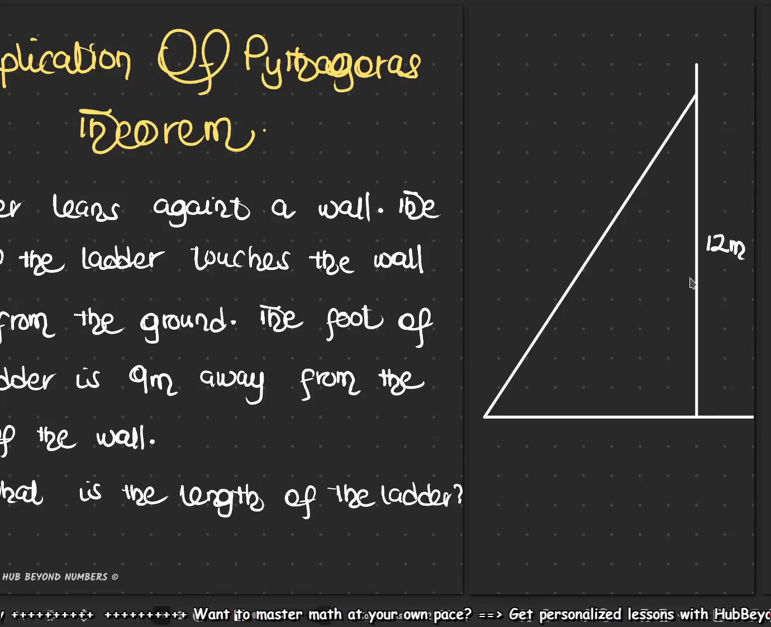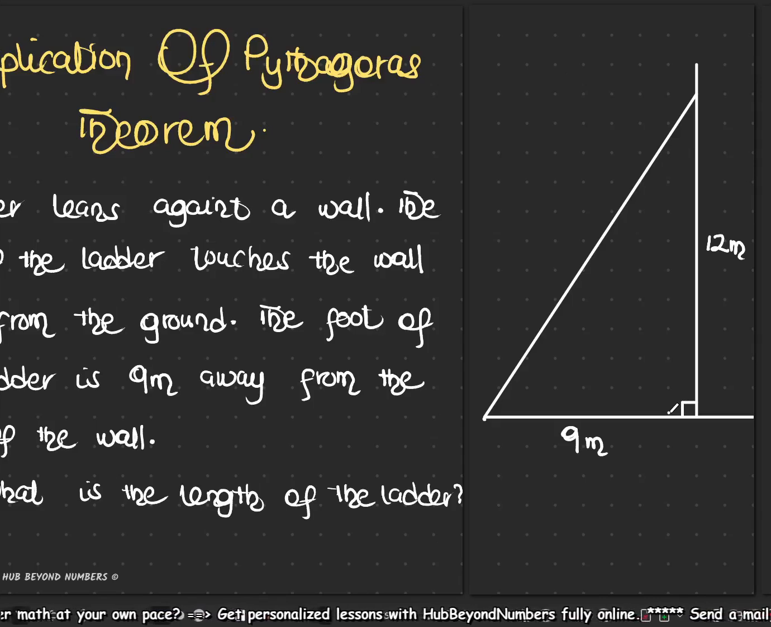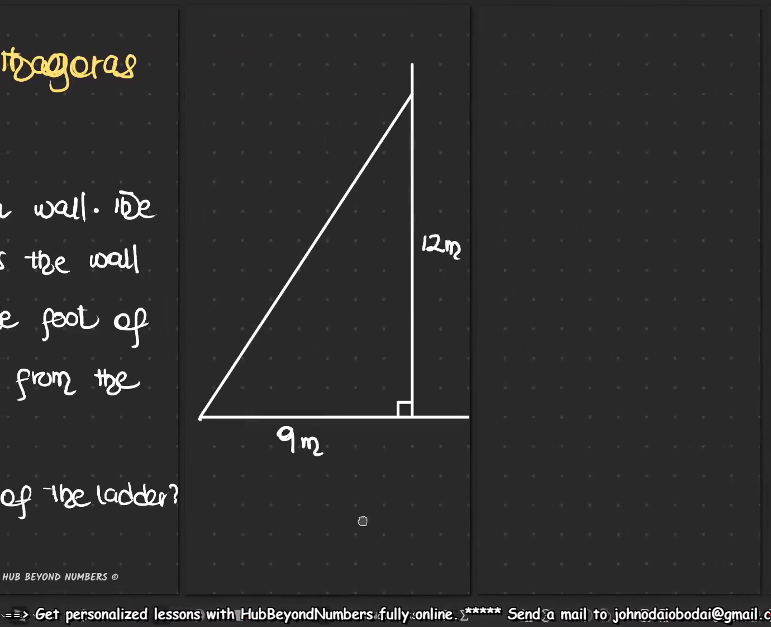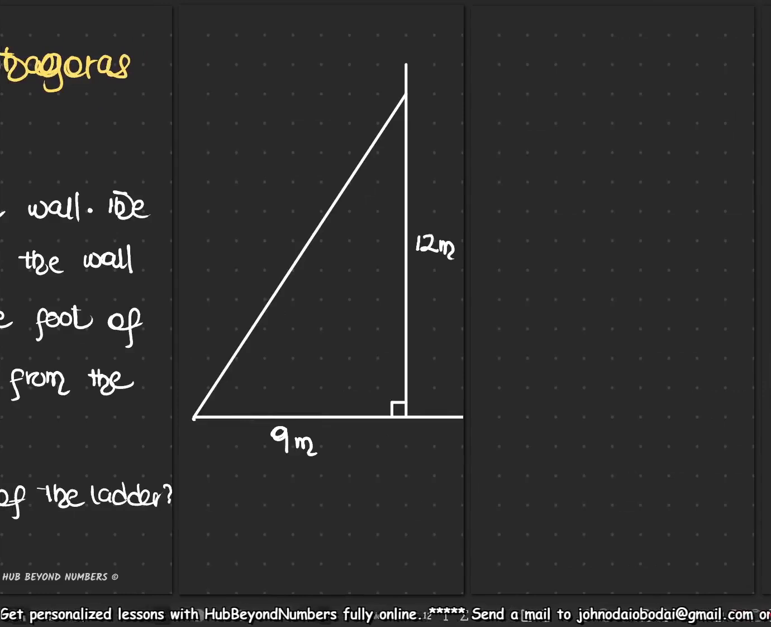With this now, the second part is the foot of the ladder. If this is the foot of the ladder, it is 9 meters away from the foot of the wall. So you put our 9 meters over here. Very simple. And with this, you can apply your Pythagoras theorem. All you need to do is indicate that this angle here is 90 degrees and you are good to go. So this here is our wall, this is the ladder, and this is the ground. All we want to do is calculate the length of the ladder. Very, very straightforward.